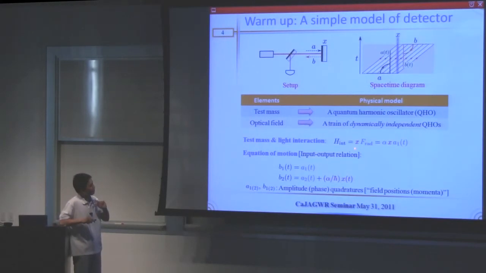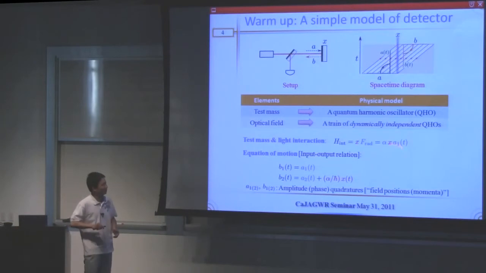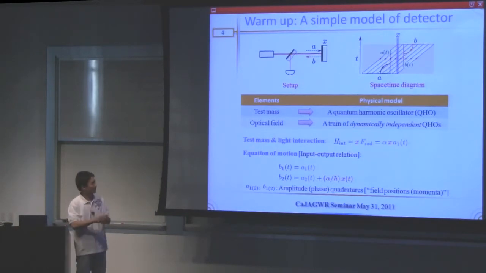Now, what is the test mass and light interaction? The interaction is kind of simple because you just have the radiation pressure of the light interacting with the position of the test mass, multiplied by the radiation pressure. In the leading order, alpha is a constant, and A1 is the amplitude quadrature for the field. As you can see, A1 is just like the position for the field. Now, since you have two harmonic oscillators, this is like many harmonic oscillators at different times. But at each time, you have just one harmonic oscillator, whose position and the test mass position are coupled.